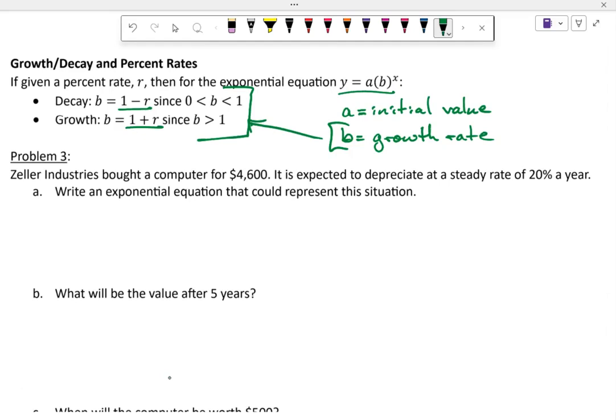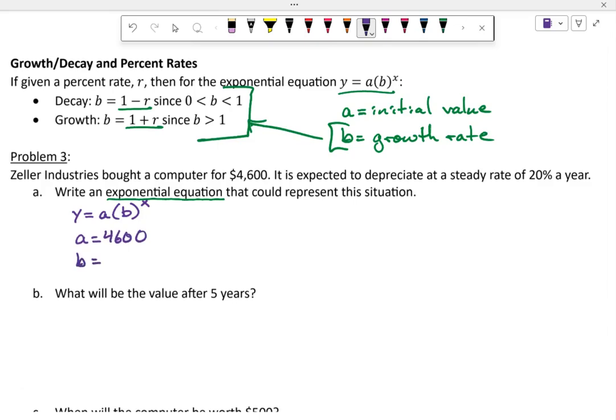Zeller Industries bought a computer for $4,600. It is expected to depreciate at a steady rate of 20% a year. We want an exponential equation. So that is going to be y equals a times b to the x, or t. What is our a? That initial amount, right? 4,600.